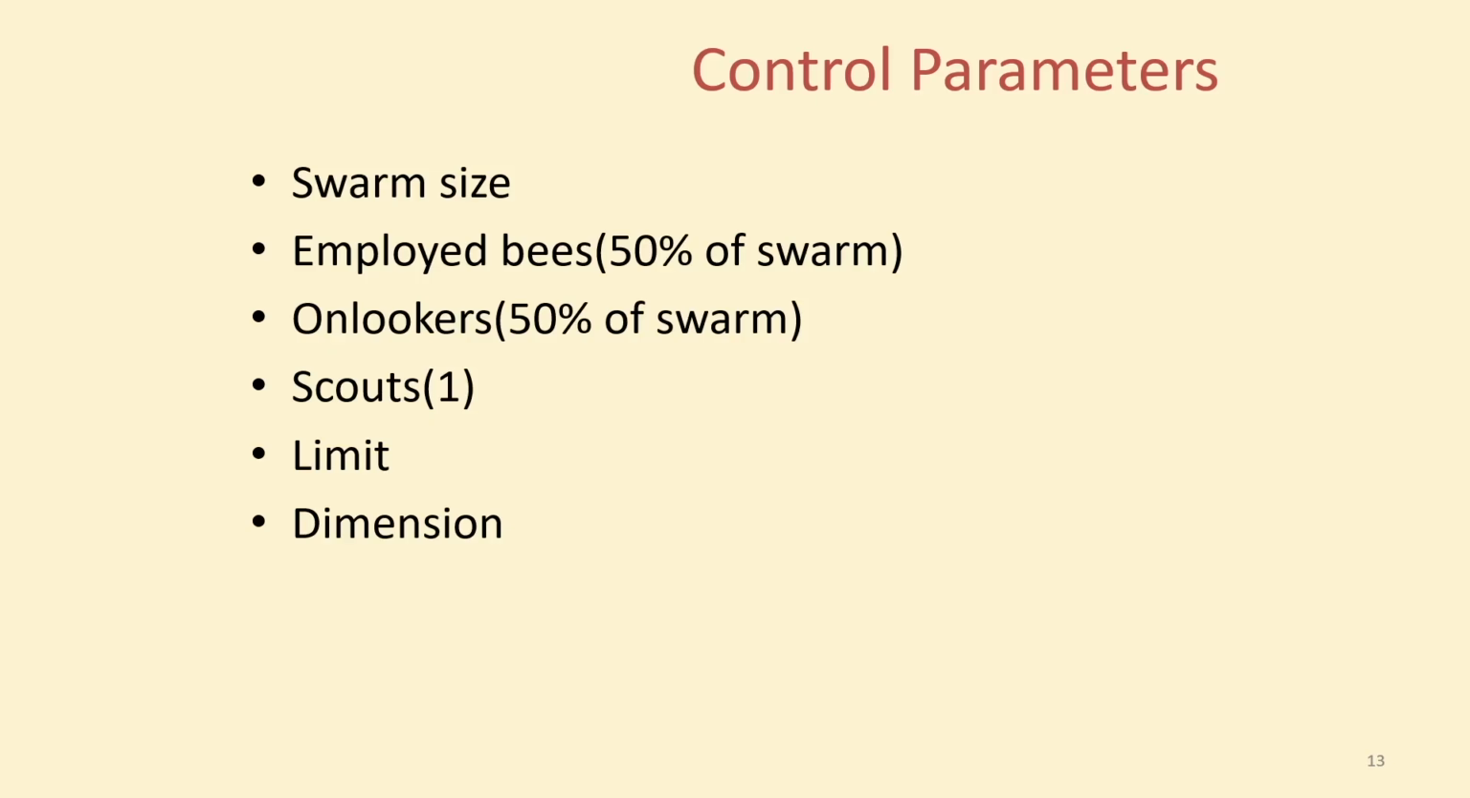So, what are the control parameters? The swarm size, that is the population size, you have to mention how many employed bees. In a swarm you have to generate 50 percent, for example if you mention swarm size as 30, then 15 employed bees should be there and 15 onlooker bees there and 1 scout bee there, like that. Then these 2 parameters are already the common parameters, limit and time. These are the control parameters.